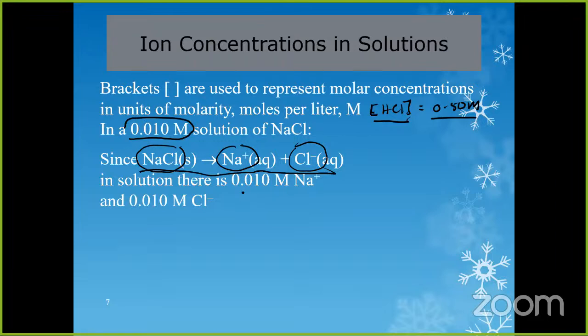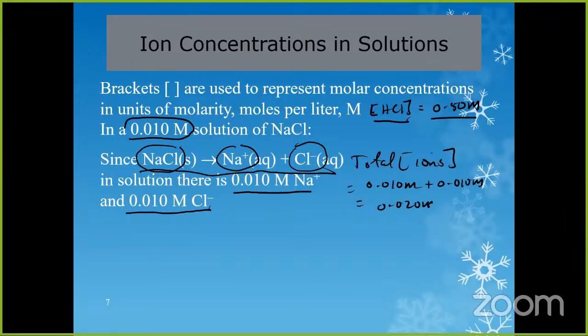Therefore, we can conclude that the concentration of sodium ions is 0.010 M, and the concentration of chloride ions is 0.010 M. We can also say that the total concentration of ions in this solution is the sum of those two, 0.010 M plus 0.010 M, which is equal to 0.020 M. That's basically how you can determine the concentration of the ions in a solution containing an ionic compound. You have to pay attention to the dissociation.